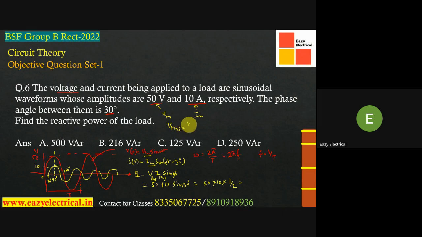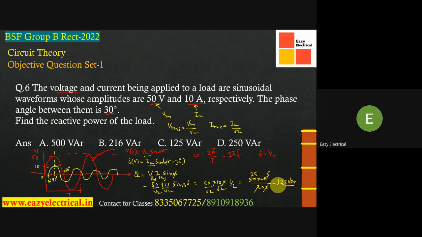Vrms is nothing but Vm by root 2. Irms is nothing but Im by root 2, right? So you have to divide these two by another root 2. So you will get root 2 by root 2. That means 50 into 10 divided by 2 into 2, that means 4. If you divide these two, this is 5 and this is 25. So the total result will be 125 watts.